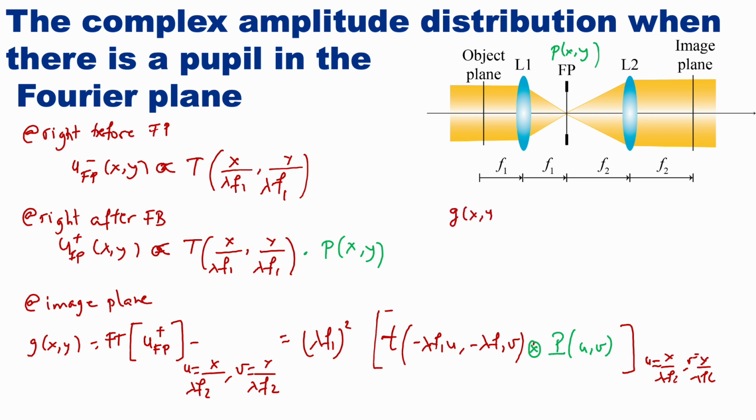So our output is minus x f2 over f1, minus y f2 over f1, convolved with the scaled replica of the Fourier transform of our mask, where the scaling depends on f2, but then the scaling of the input depends on both focal lengths.